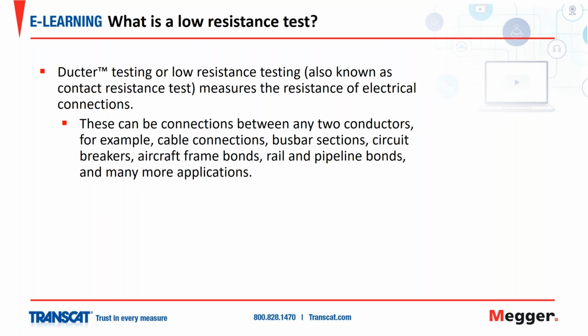So what is a low resistance test? Well, ductor testing, or low resistance testing, also known as contact resistance testing, just measures the resistance of electrical connections. Of course, these can be between any two conductors, so there's a wide variety of cable connections, bus bar connections, etc. Just a note here on the name ductor. This actually comes from the original Ductor low resistance ohm meter that was developed by Evershed and Vignoles back in 1908, and that is one of the companies that evolved into Megger. So the term ductor really just comes from the word conductor. Basically it's just short for a conductor test.